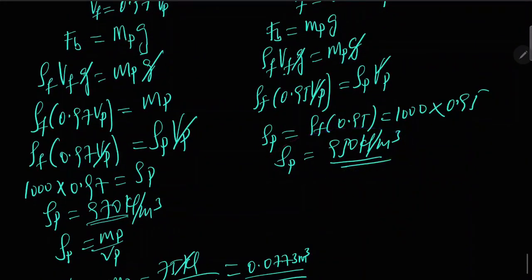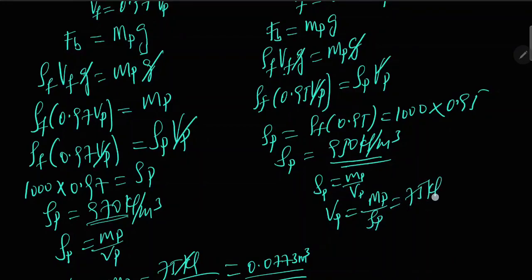So from this we find the volume when the lung expands. Density is equal to mass over volume, so volume of the person is equal to mass of the person over density of the person, which is equal to 75 kilograms, which is given, over 950 kilograms per meter cubed. 75 over 950.